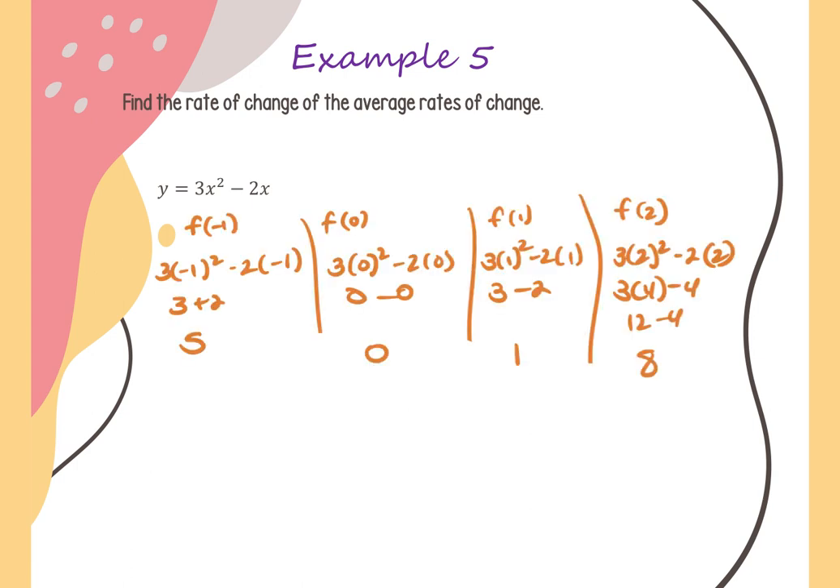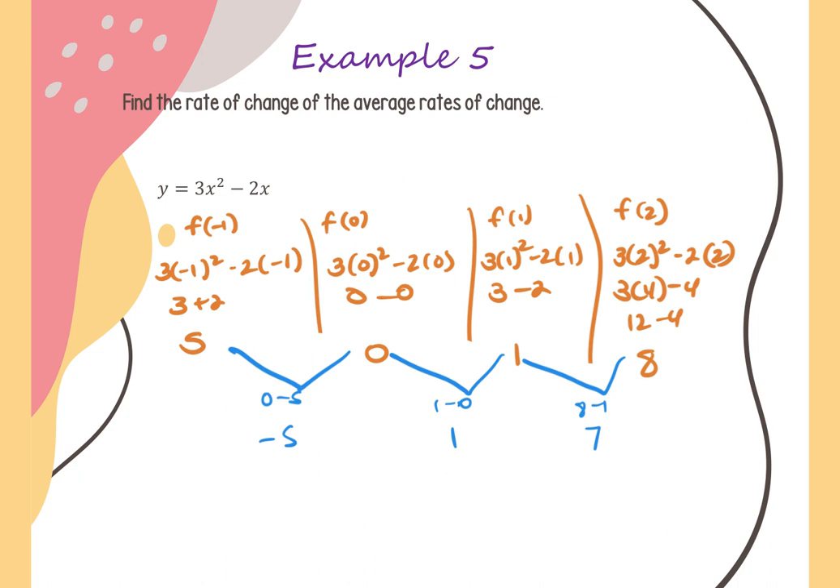All right, did we get the f of right? Yes, f of negative 1 is 5, f of 0 is 0, f of 1 is 1, and f of 2 is 8. That's my value, right? So if I want my average rate of change, I'm doing 0 minus 5, that's negative 5. 1 minus 0, that's 1. 8 minus 1, that's 7. Again, the only reason I don't have to account for the change in x is because I went up by 1.